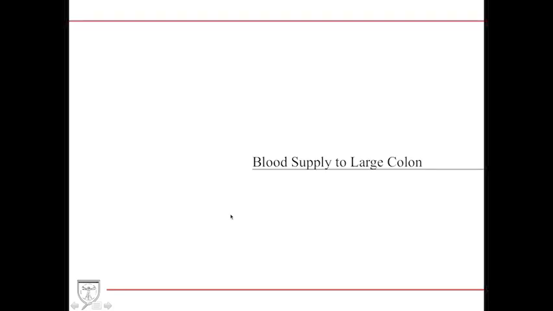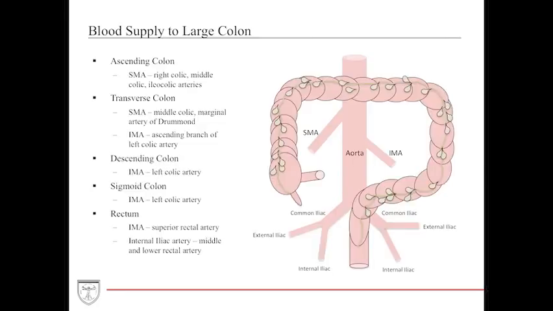Now we'll again discuss in brief the blood supply of the large colon. So the SMA, again as we mentioned, provides blood to the jejunum and ileum. It also provides blood to the cecum, the appendix, the ascending colon, as well as a portion of the transverse colon. The transverse colon is unique because it receives blood from both the SMA and the IMA via an artery, the marginal artery of Drummond. So for any reason, if there's an occlusion here or an occlusion here, the transverse colon may still end up receiving a satisfactory amount of blood.